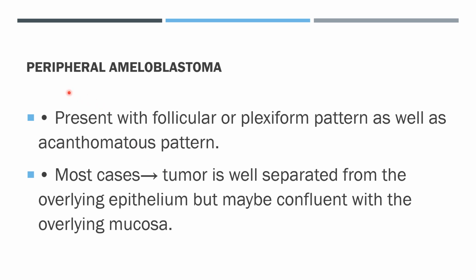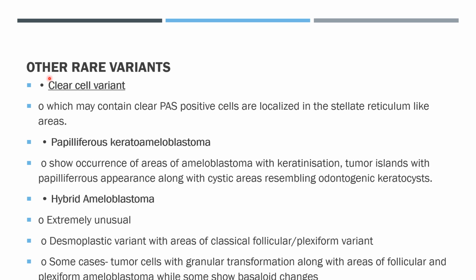So coming to the peripheral ameloblastoma, it presents with a follicular or plexiform pattern as well as the acanthomatous pattern. In most cases, the tumor is well separated from the overlying epithelium but may be confluent with the overlying mucosa. Other rare variants of the ameloblastoma include the clear cell variant, which may contain clear PAS positive cells localized in the stellate reticulum-like areas.